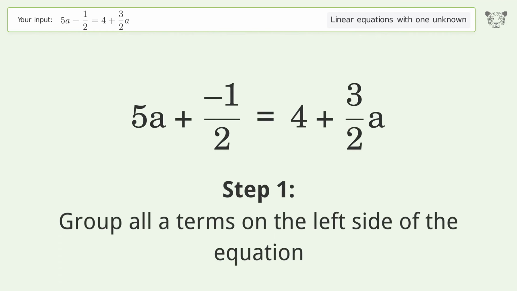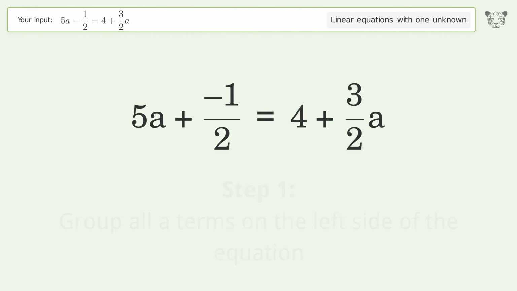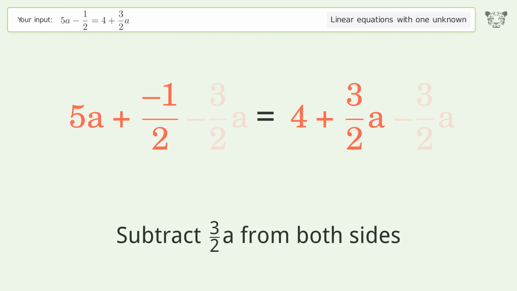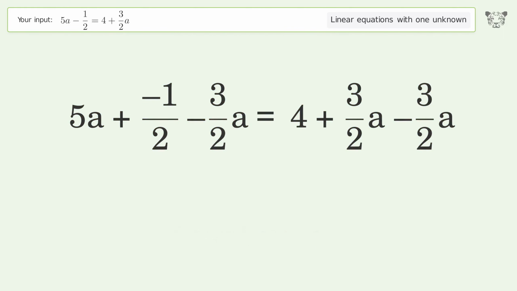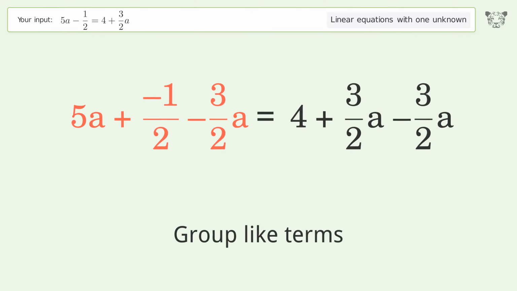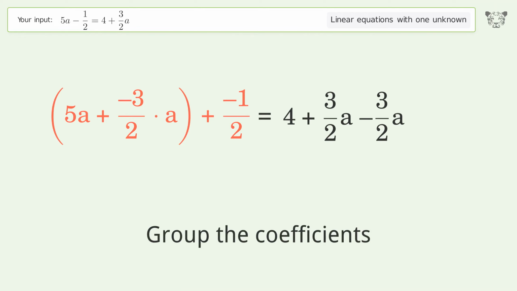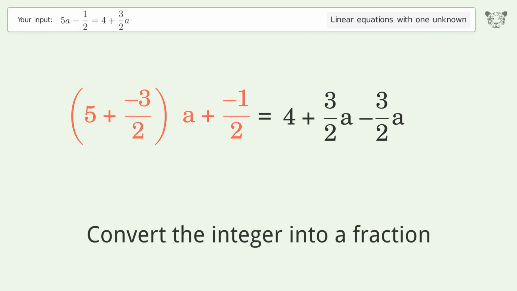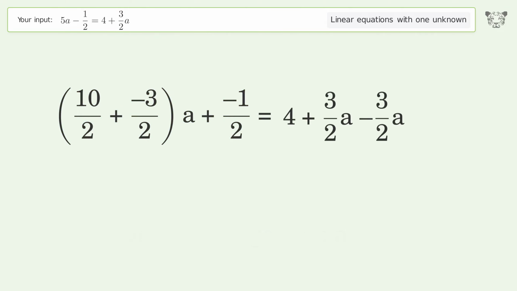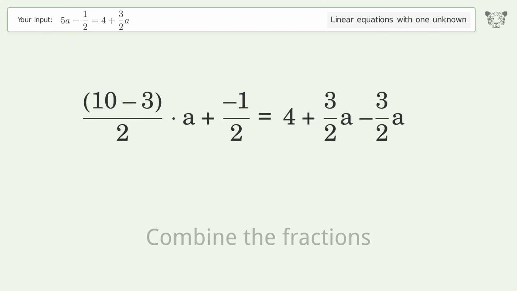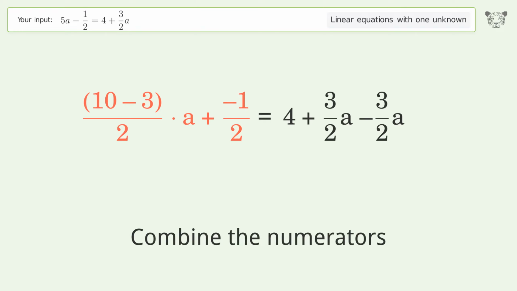Group all a terms on the left side of the equation. Subtract 3/2a from both sides. Group like terms. Group the coefficients. Convert the integer into a fraction. Combine the fractions. Combine the numerators.